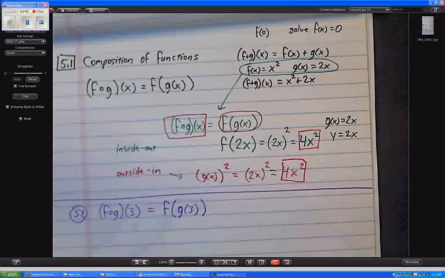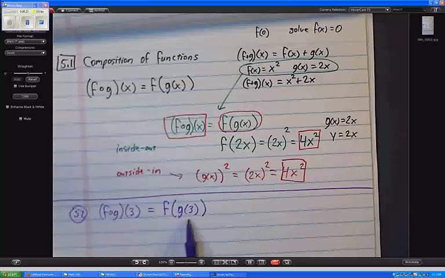Now, I'll be honest with you. I am an inside-out person when it comes to composition of functions. It's how I think naturally. I guess my teachers when I was young always taught me to go from the inside of your parentheses and work your way out. So that's natural for me, and that's how I'm going to present this. I want to compute what first?